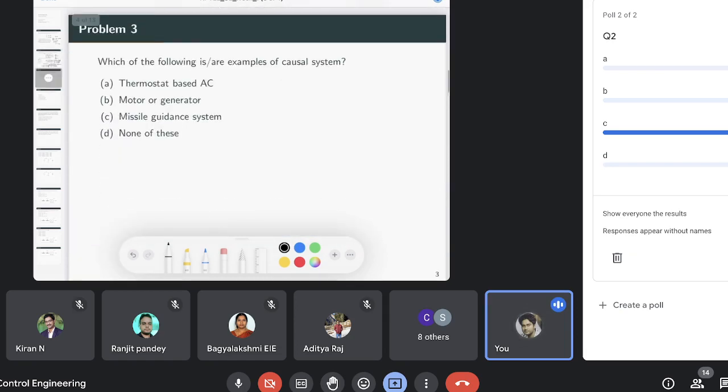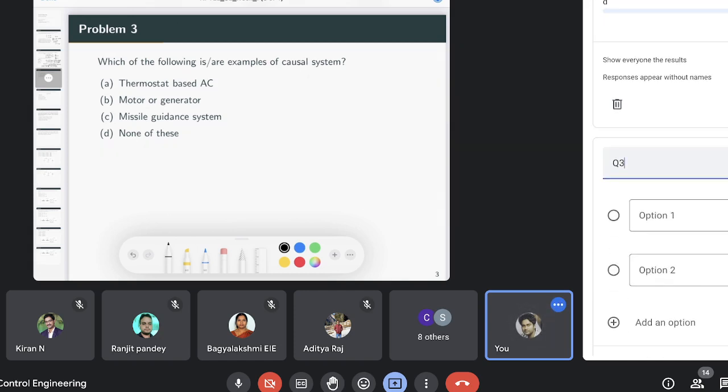So you have already learned about system classification, some basic classification of systems like linear, non-linear, static, dynamic, or causal, non-causal. You have to choose from these options which systems are causal. You can intuitively analyze how the output of the system depends on the input, then you can find out whether the system is causal or not. Again I'm creating one poll, so you can answer. Again you can choose multiple options here.